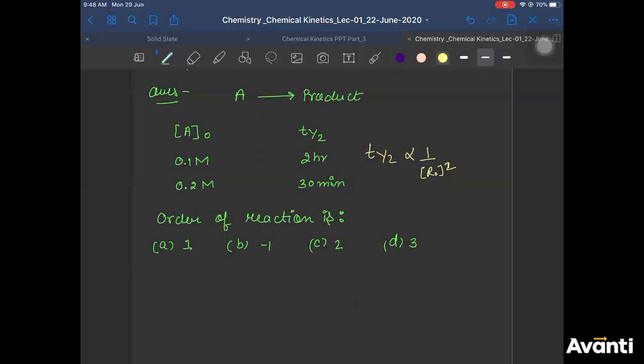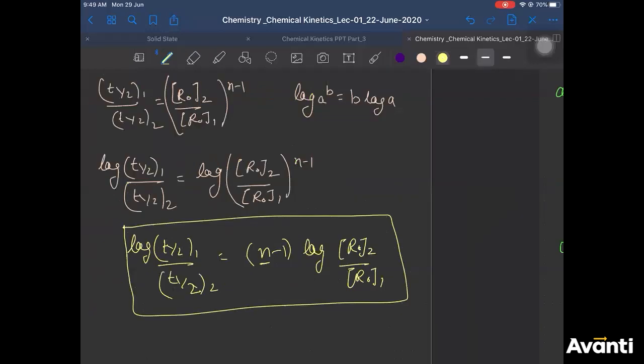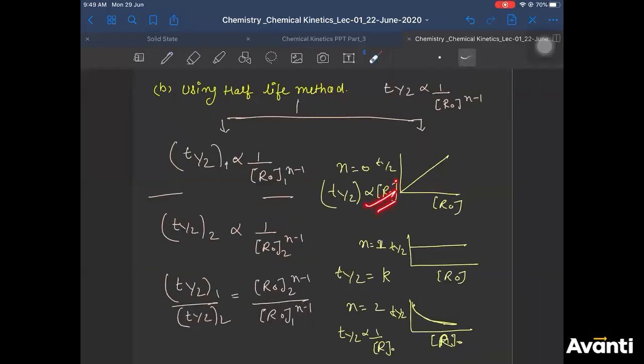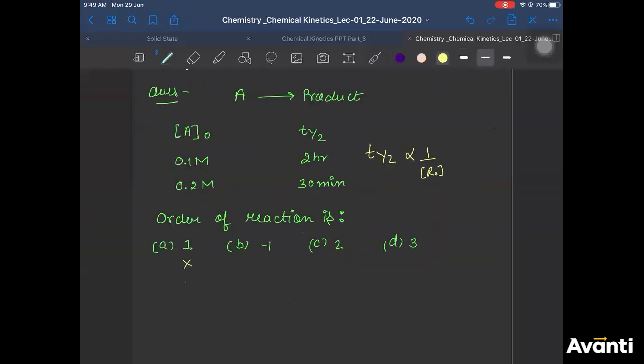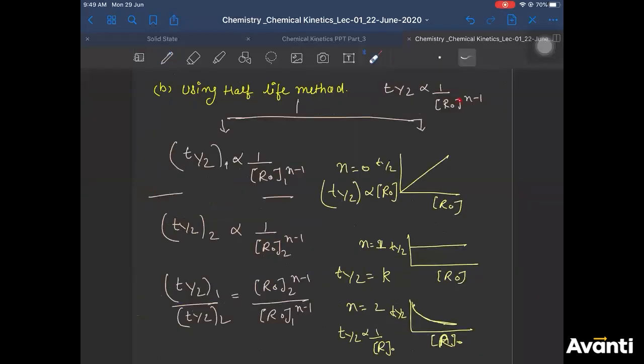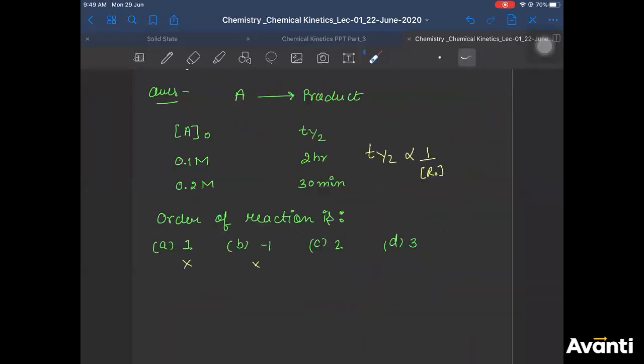Since it is inversely proportional, it cannot be zero order, because in zero order T half is directly proportional. It cannot be first order because in first order it is constant. So in this case, the first 2 options are wrong. It cannot be negative order also, because if it is negative order, -1, -2, then T half would be proportional to R naught square. Again, that is wrong. So either the answer is 3 or the answer is 2.